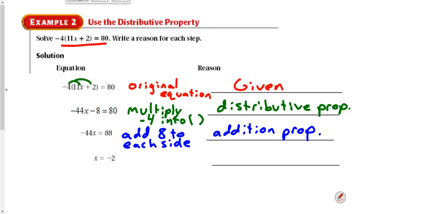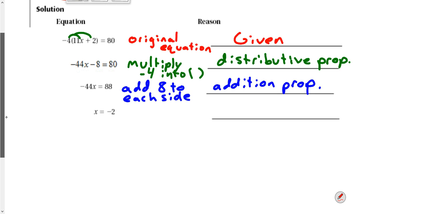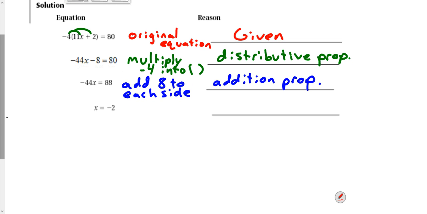Okay, and then the last step, how do we get from negative 44x equals 88 to x equals negative 2? We divide each side by negative 44 to get x by itself, right? So divide each side by negative 44. So that's the division property.